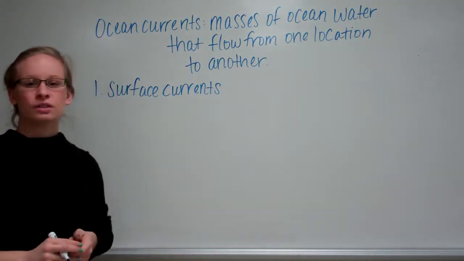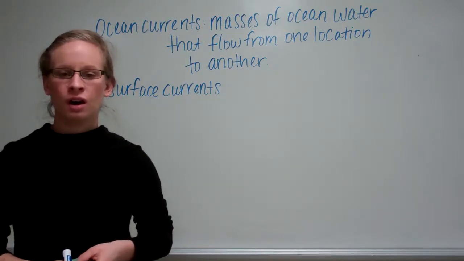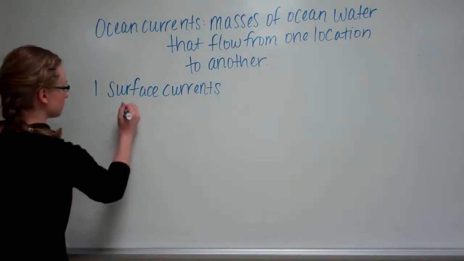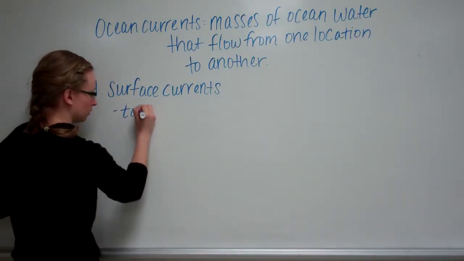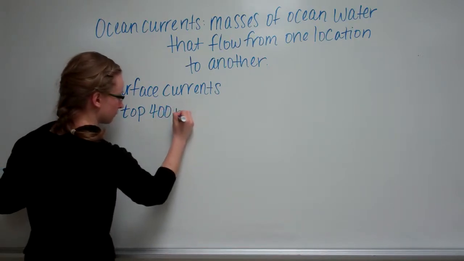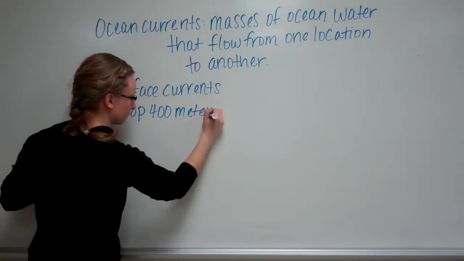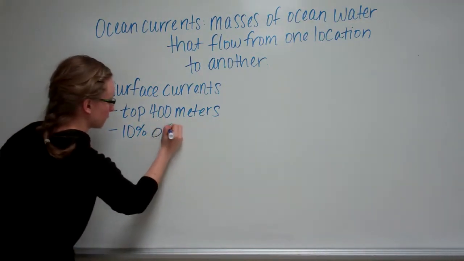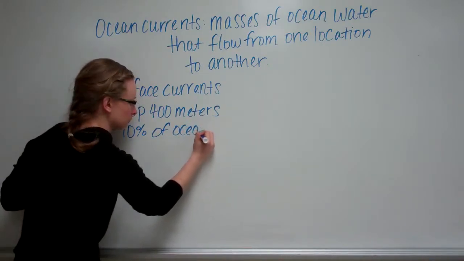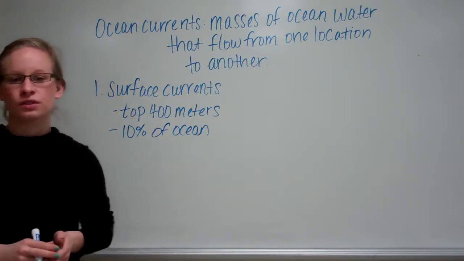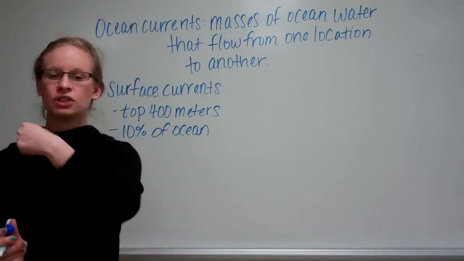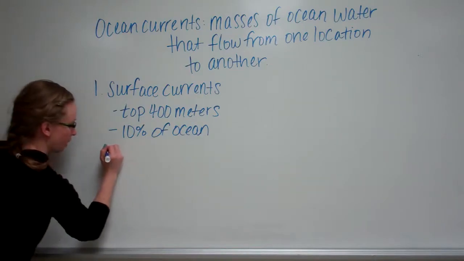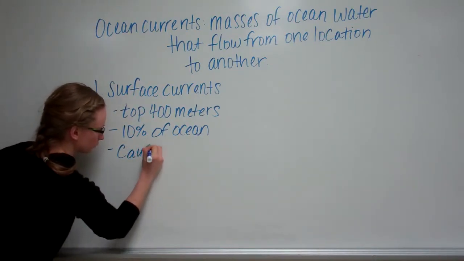Okay, so our surface currents are the currents that are in the top 400 meters of the ocean. So that's only about 10% of our ocean. And so the force driving our surface currents, the wind. The wind pushes it by friction, causing it to move from one location to another.